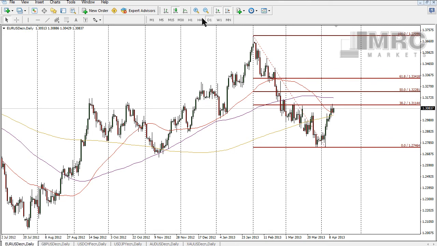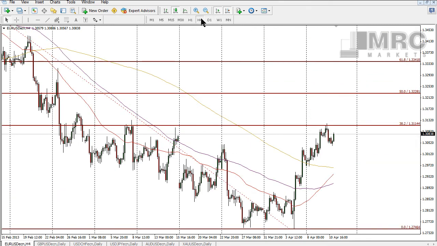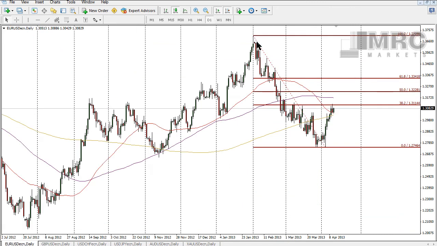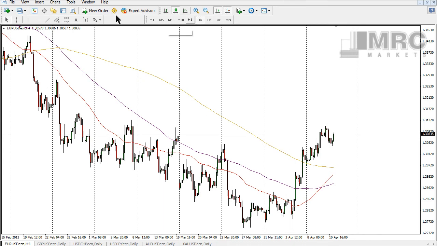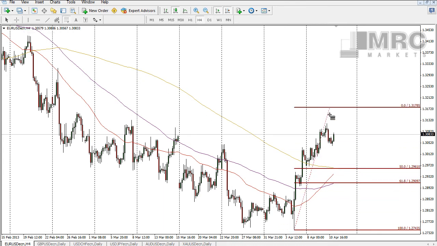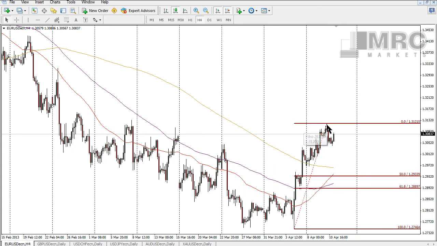The other thing for the shorter term players, let's delete that fib. In terms of the shorter term players, let's flip it to the 4 hour. A lot of people will be focusing on this fib here from the lows to the highs. So what happens if we come down to this 50% zone at 1.2933?